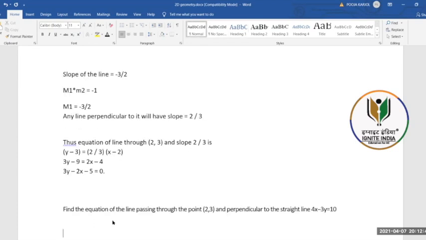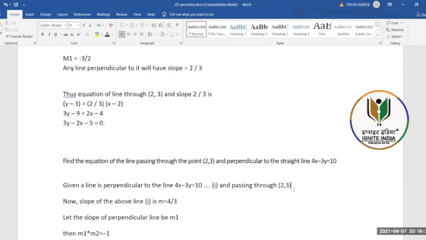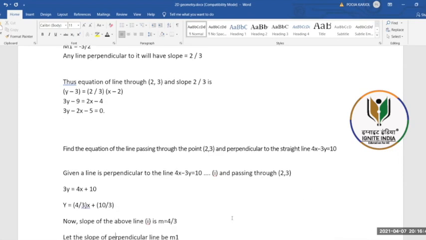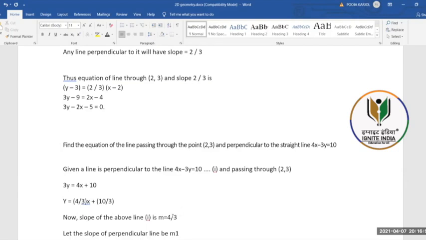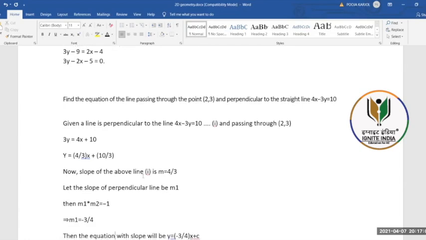Try this question in the same format. Again, they have given the equation of a line perpendicular to the one we want, and it passes through (2, 3). Same procedure: find the slope of the given line, then the slope of the perpendicular line, then use it in the equation. 4x - 3y = 10, that I can write as 3y = 4x - 10, or y = 4/3 x - 10/3. Here the slope is 4/3. So the slope of the perpendicular line will be the negative of the reciprocal: reciprocal of 4/3 is 3/4, negative of it, -3/4.